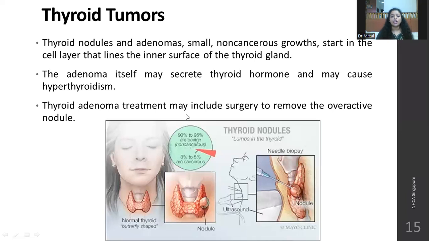And 90 to 95% of these thyroid tumors, thyroid nodules, will stay non-cancerous. They will not spread. But there are certain chances that tumors can turn malignant. These tumors can turn cancerous. They can spread. 3 to 5% are cancerous.